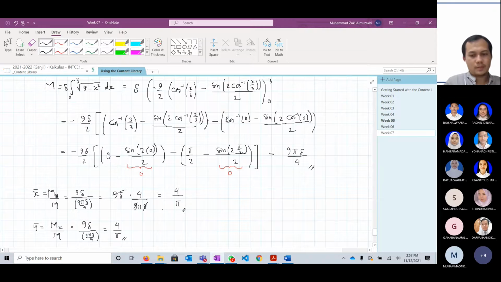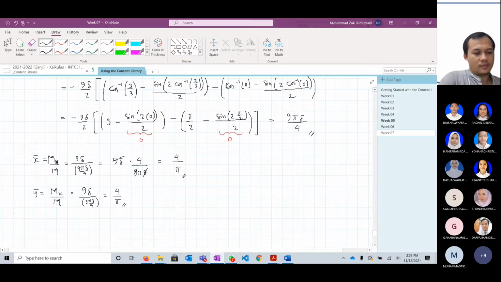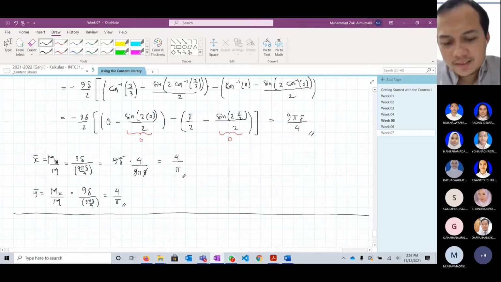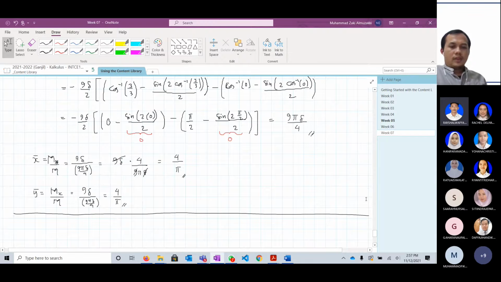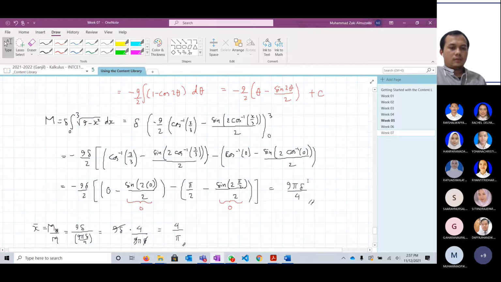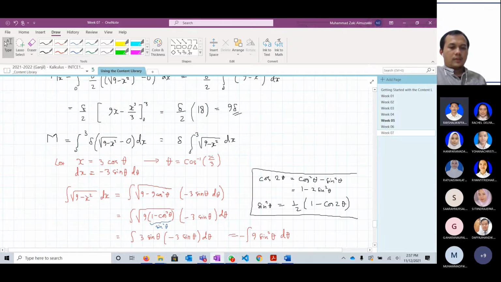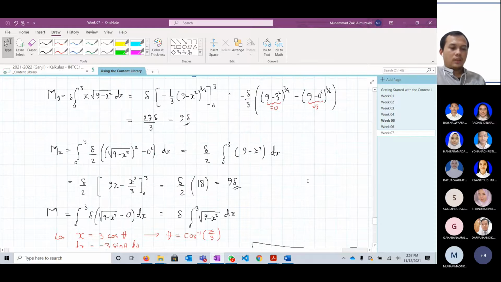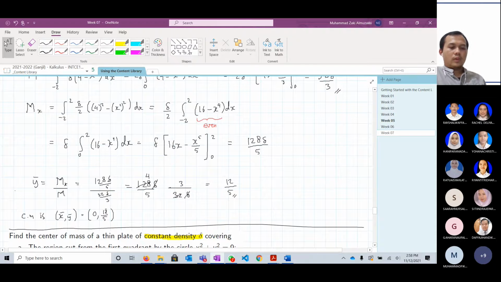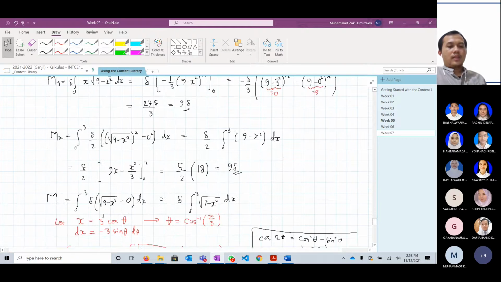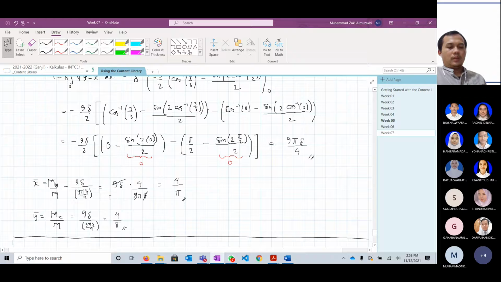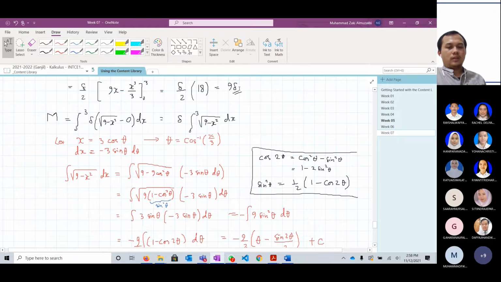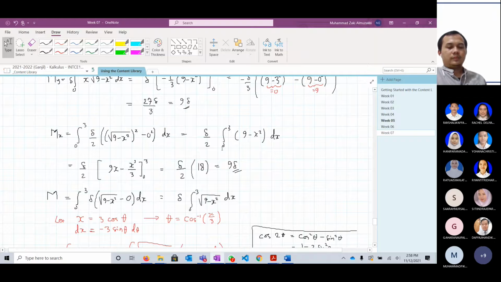The question? Sir, the X bar and Y bar must be the same, right? No, it can be different. For example, in this one, X bar is 0, Y bar is 12 over 5. In this case, somehow we get the same X bar and Y bar because the moments are the same. The moments are 9 delta.